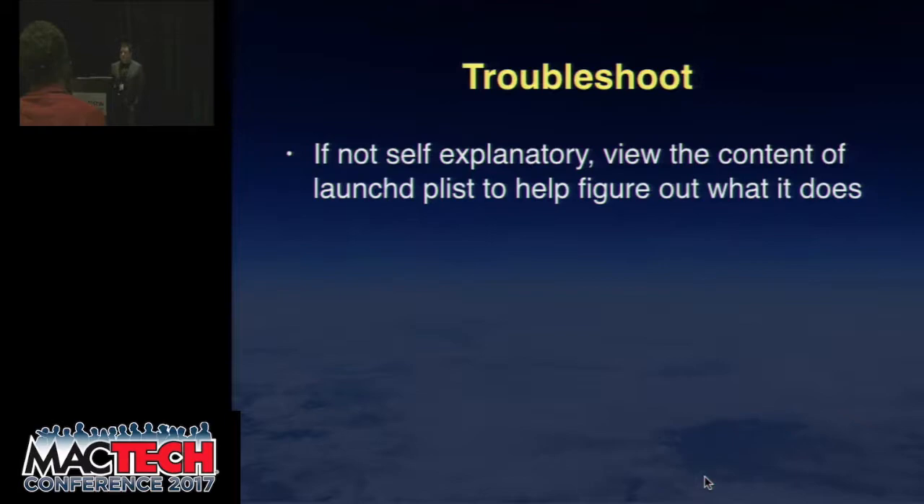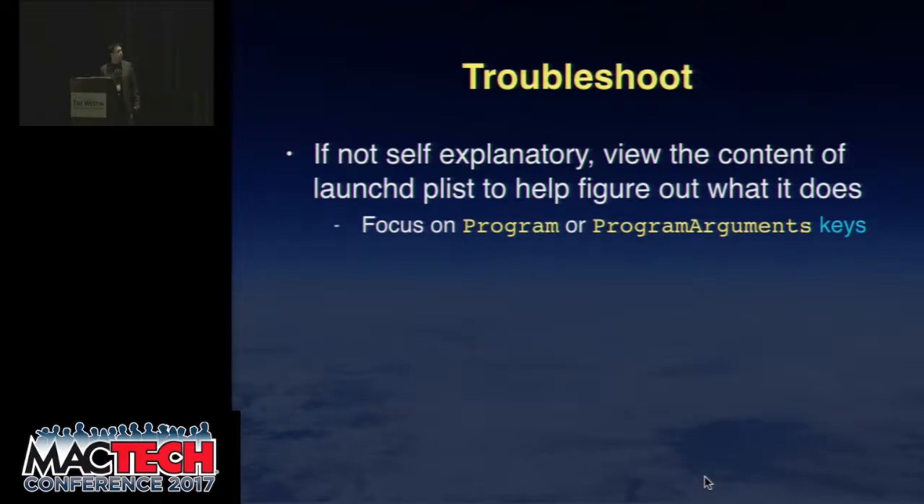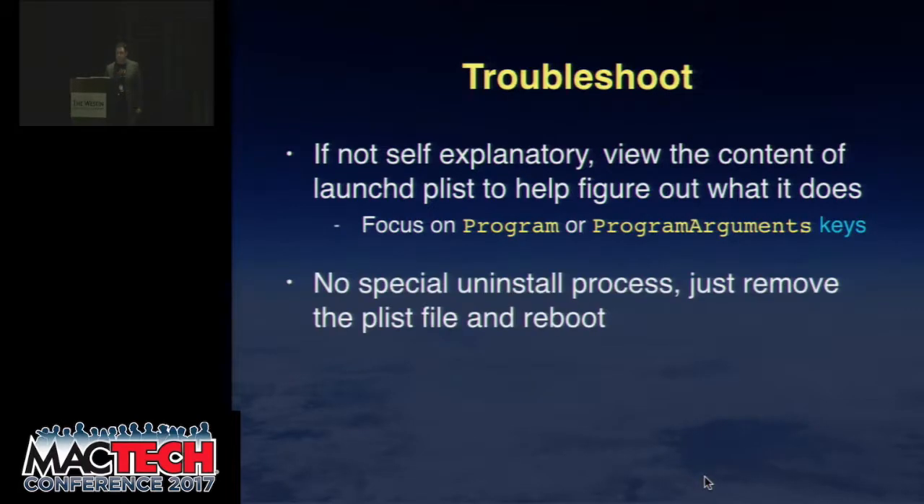If not self-explanatory, view the contents of the launchd plist to figure out what it does. Some of them have names that are very self-explanatory and you can tell what it does, or you can Google it. But if you can't, open it to see what it does. When you do open these plist files, focus on the program or program arguments keys, because this is the meat. This is what it's executing.